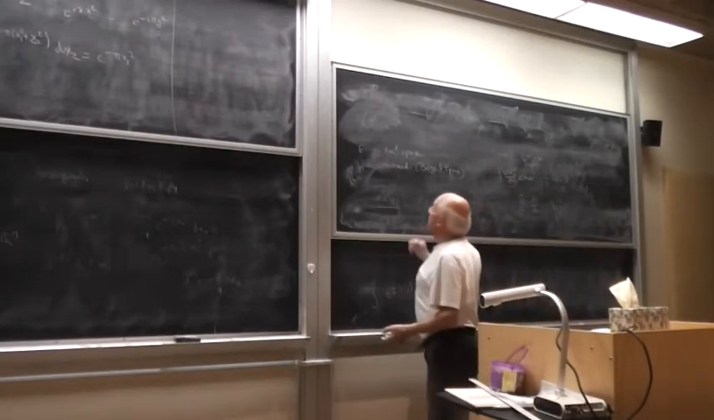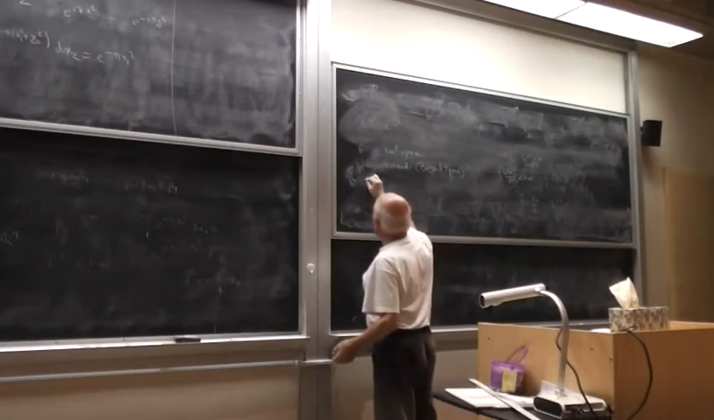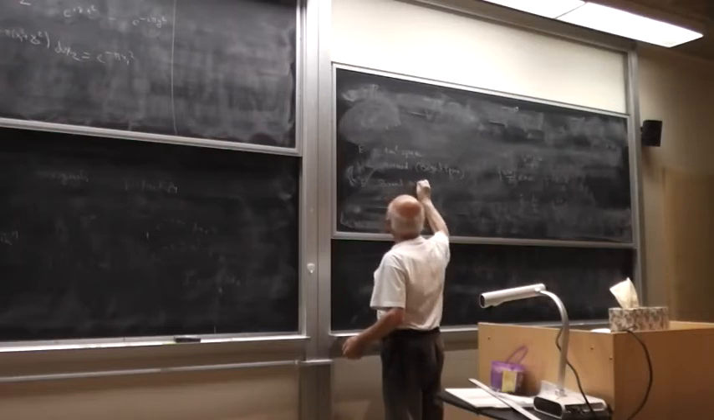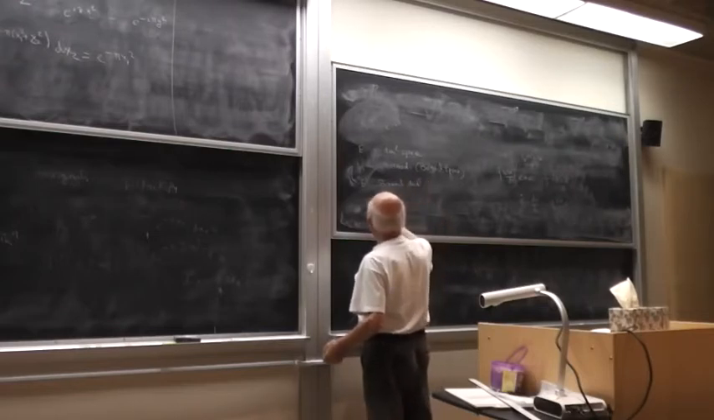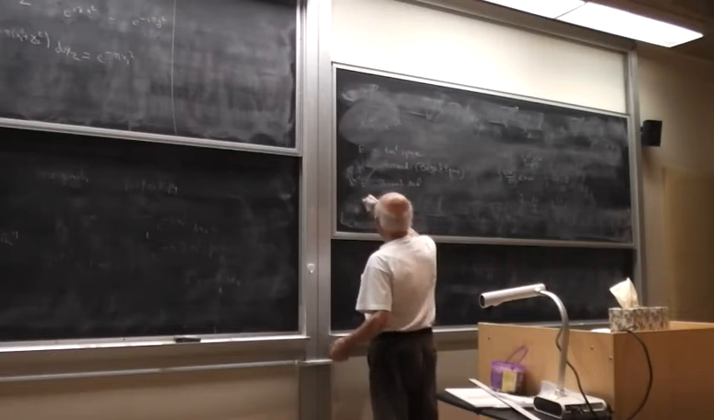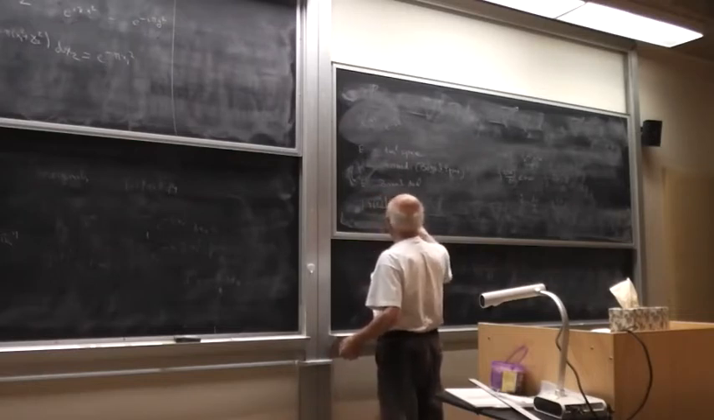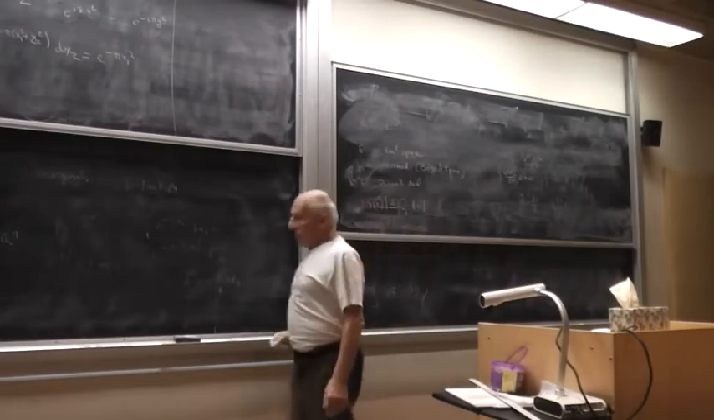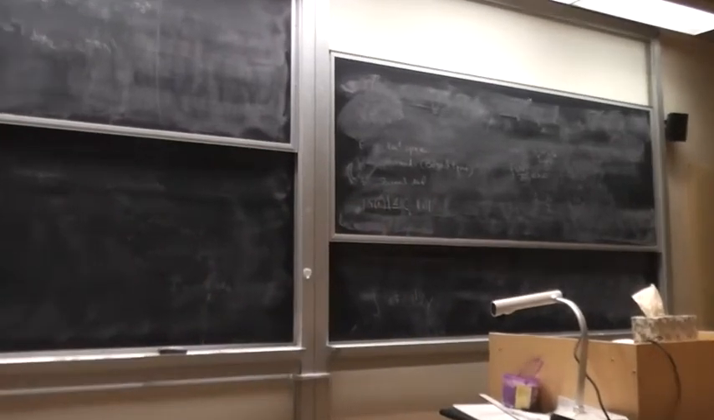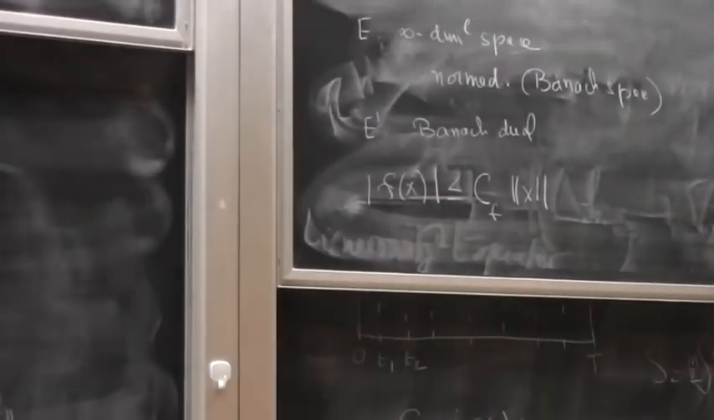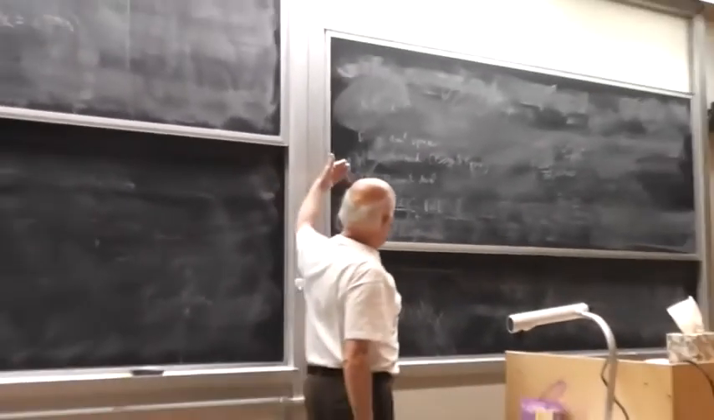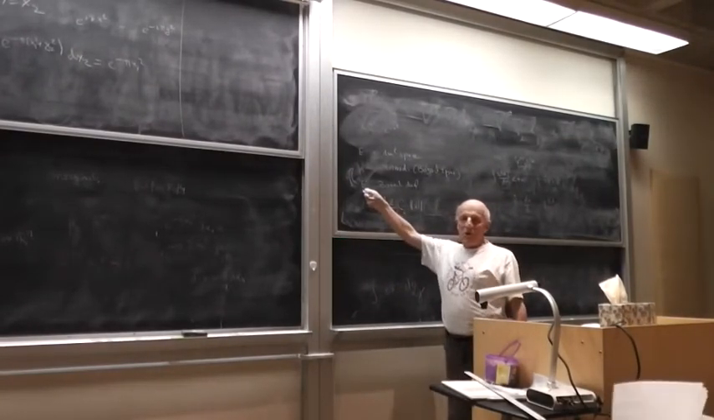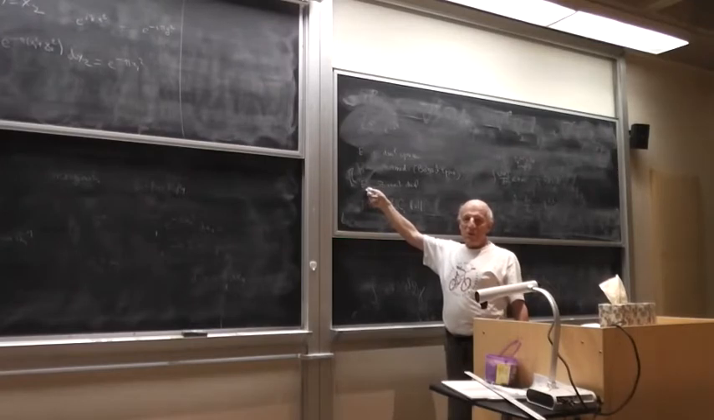So we have an infinite dimensional space. We introduce E prime, which is the Banach dual. That means linear functionals which satisfy that f of x is bounded by a constant depending on f, times the norm of x. Banach dual. And now what we do, we pretend to define something existing on E, but what we do, we define the Fourier transform on E prime. The Fourier transform on E prime.